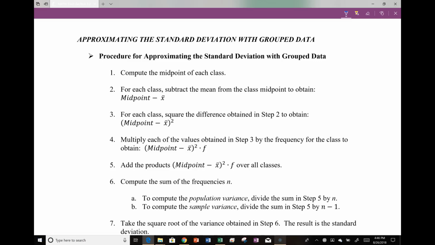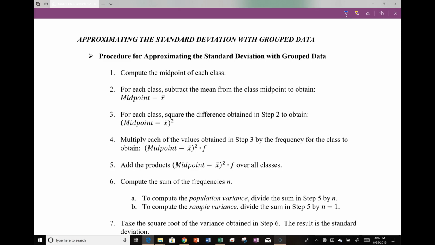Now that we have computed the variance and standard deviation for both a population and a sample, I'd like to look at what we call grouped data. Recall whenever we looked at grouped data for the mean, we had to find the midpoint and use it as an estimation. Well, the same thing applies with the variance and the standard deviation. We must first compute the midpoint.